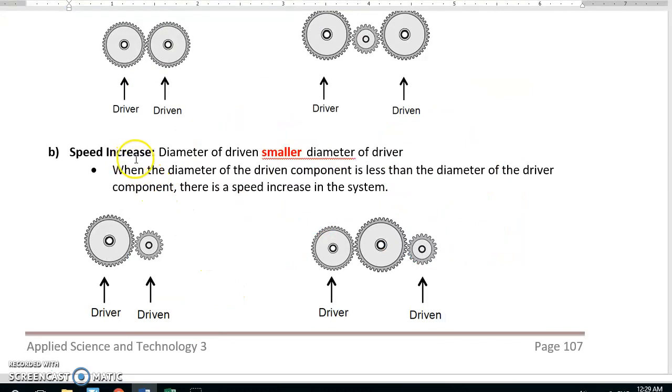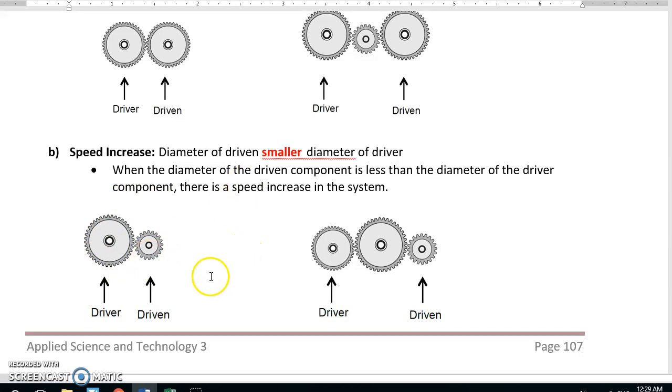In the case of a speed increase, we always want to see if the driven will be faster. So we compare the driven and the driver's diameters. The diameter of the driven must be smaller than the diameter of the driver. So every time the driver makes one turn, the driven would have made 2 or 3 turns, depending on the size. And that's where the ratio comes along. To find out exactly how much faster the driven will go, you divide the number of teeth of the driver by the number of teeth of the driven.